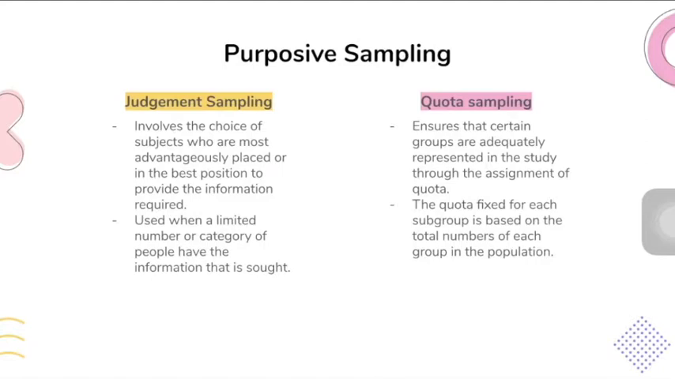And the second type of purposive sampling is quota sampling. It ensures that certain groups are adequately represented in the study through the assignment of a quota. Generally, the quota fixed for each subgroup is based on the total numbers of each group in the population. However, since this is a non-probability sampling plan, the results are not generalizable to the population.